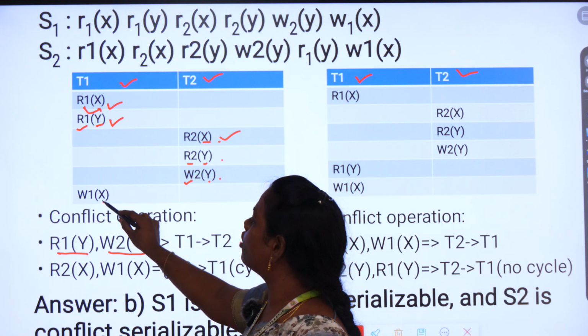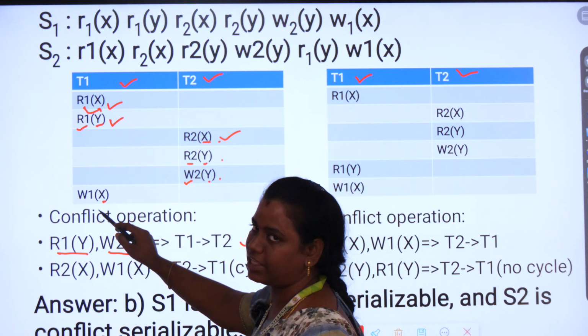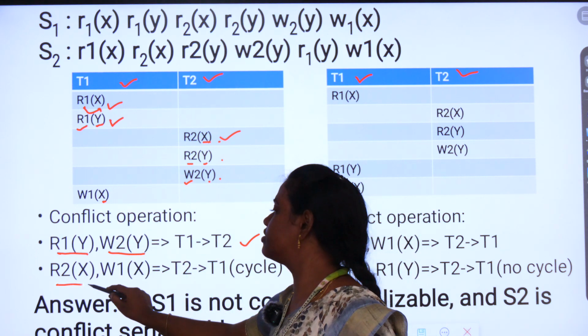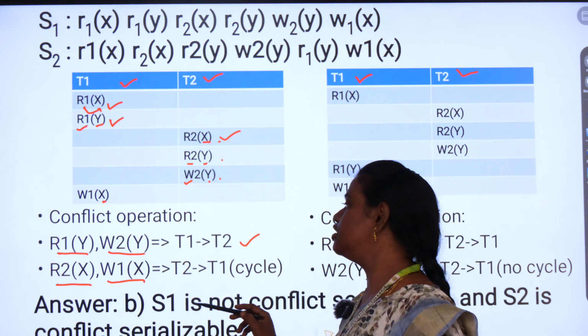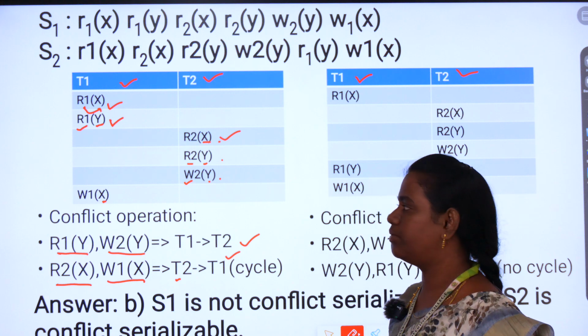Here both are performing operations on same data. Here this is a read and this is a write operation. Definitely there is a conflict. So R2 of X, W1 of X. So after completing T2, then only T1 will be executed.